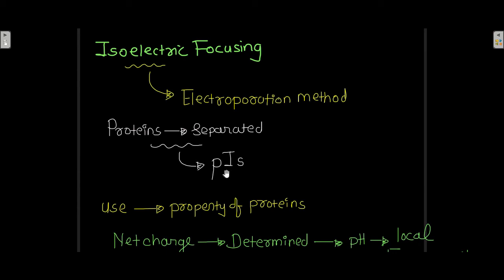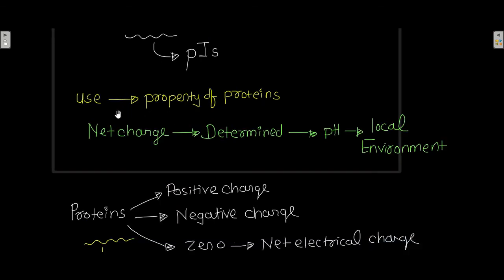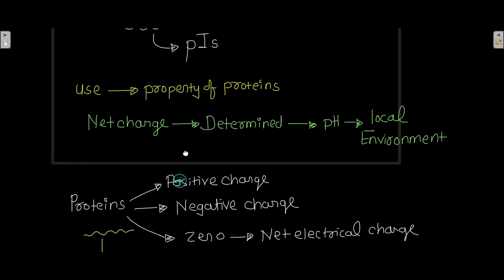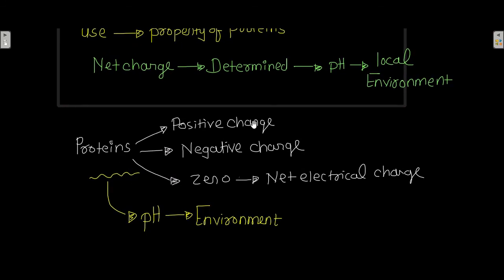The proteins are separated in the isoelectric focusing method. Now, this method uses the property of protein that the net charge of the protein is determined by the pH of the local environment. Okay, the pH of the local environment is going to determine what net charge that particular protein is going to carry. The protein can be positively charged, negatively charged, or have zero net electrical charge, and this will depend on the pH of the environment.